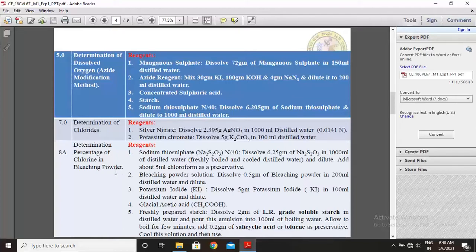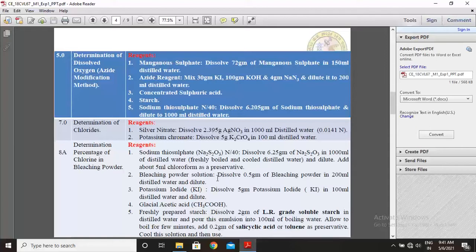Next, determination of percentage of chlorine in bleaching powder. To complete this experiment, these are the reagents required. Sodium thiosulfate of N/40 normality. Dissolve 6.25 gram of sodium thiosulfate in 1000 ml of distilled water and dilute. Add about 5 ml chloroform as a preservative. Now it becomes sodium thiosulfate.